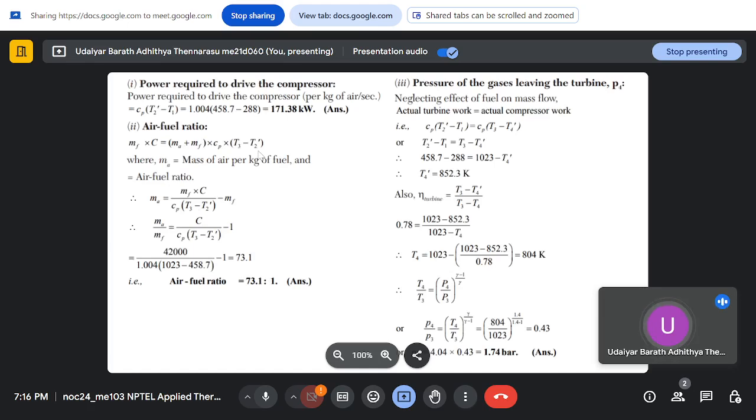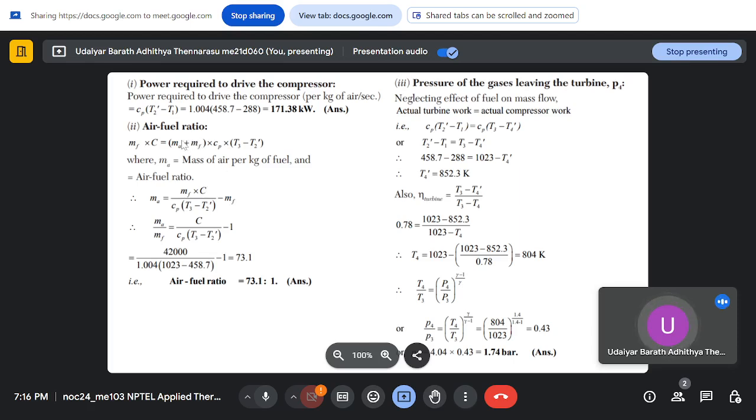First, we need to find out the power required to drive the compressor, which is Cp times T2 dash minus T1, that is the change in enthalpy. This comes out to be 171.38 kilowatt. Then for the air fuel ratio, applying an energy balance across the combustion chamber: Mf into C equals Ma plus Mf into Cp into the change across the combustion chamber, which is T3 minus T2 dash.